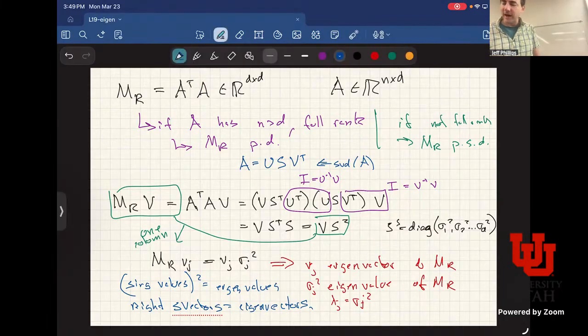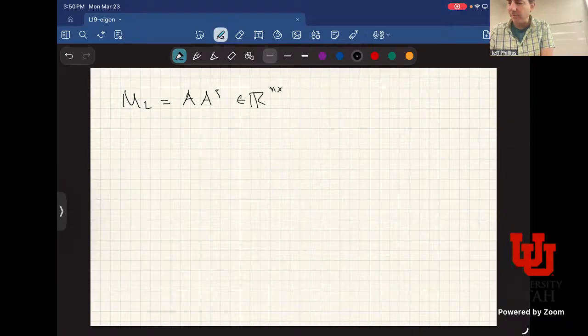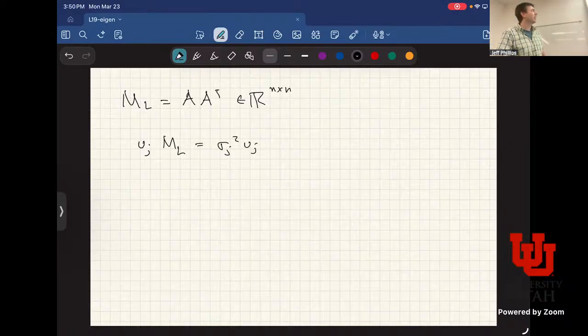Okay, so if instead I were to create an ML matrix, which was A transpose, this is now n by n. And now I'm going to have that ML UJ is going to be equal to sigma j squared UJ. Okay, so I can do the same sort of analysis if I do A transpose and I get an n by n matrix. And now I've left the left singular vectors exposed and I've canceled out the right singular vectors.